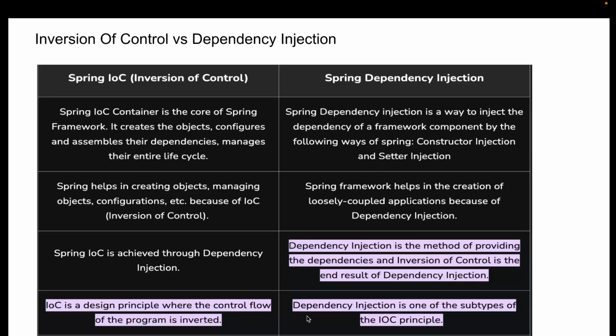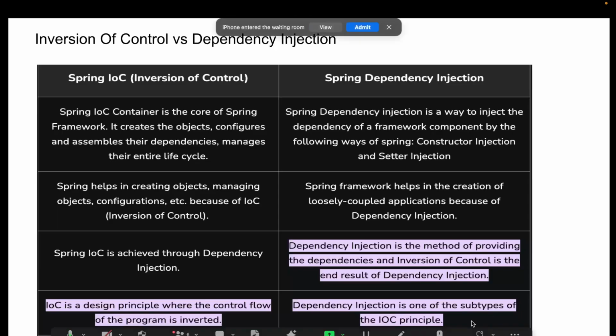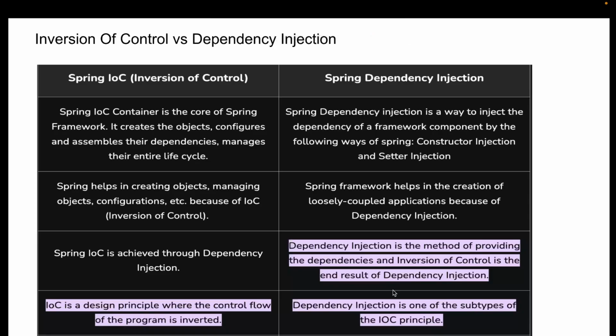And dependency injection is one of the subtypes of the IOC principle. The IOC principle, or inversion of control principle, basically has a lot of principles, and dependency injection is one of them. It covers how we can inject components into other components: one component is dependent on another component, and these components can be injected with the help of dependency injection.